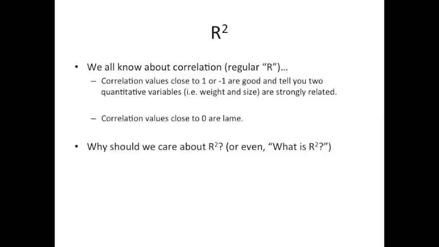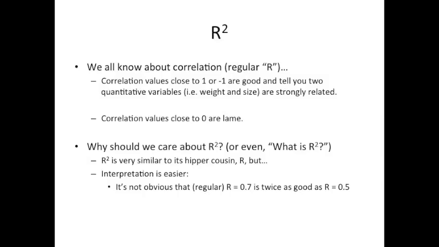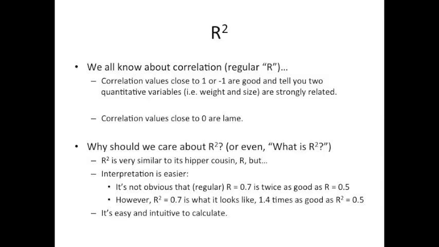Some of you may be asking, why should we care about R squared? We already have regular R. Some of you might just be asking, what is R squared? R squared is very similar to its hipper cousin, R, but interpretation is easier. For example, it's not obvious that when R equals 0.7, that's twice as good a correlation as when R equals 0.5. However, R squared equals 0.7 is what it looks like. It's 1.4 times as good as R squared equals 0.5. The other thing that I like about R squared is that it's easy and intuitive to calculate.